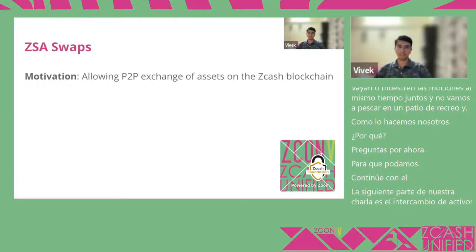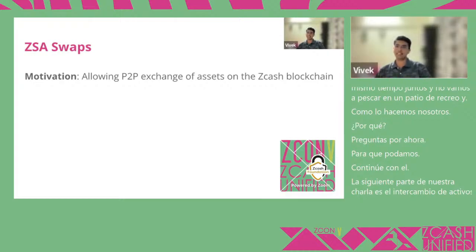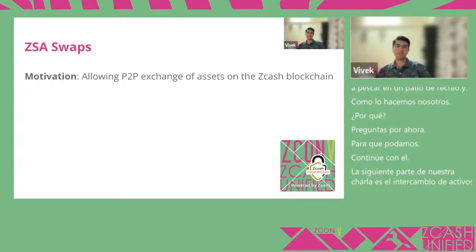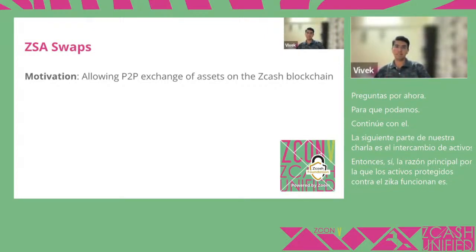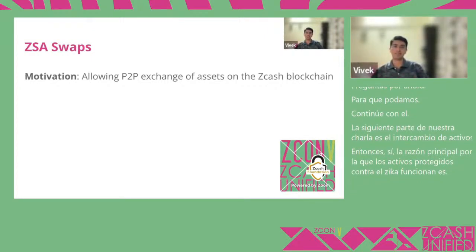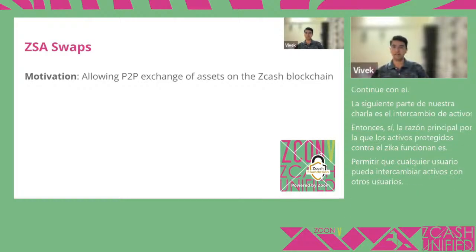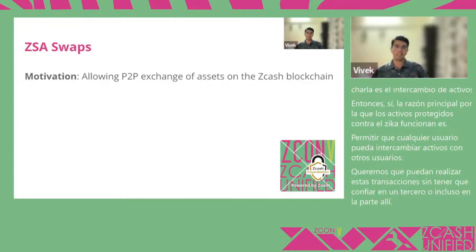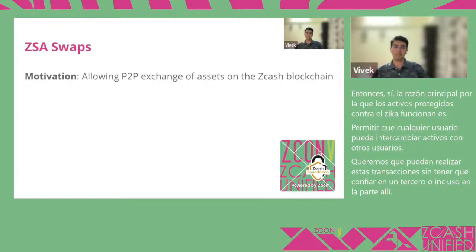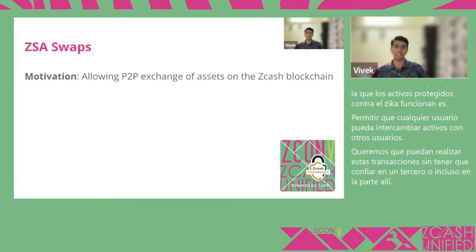So yeah, the main reason for Zcash shielded asset swaps is to enable any user to be able to exchange assets with other users in a peer-to-peer manner. That is, we want them to be able to perform these transactions without having to trust a third party or even the party they are swapping assets with. This allows for increasing decentralization over the network by reducing the need for trust in the users.